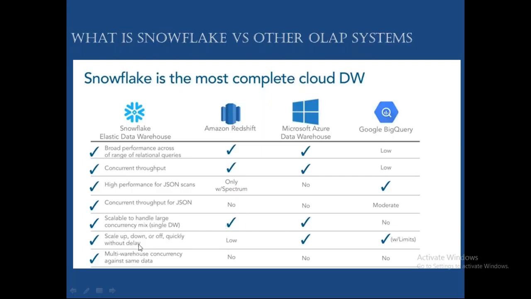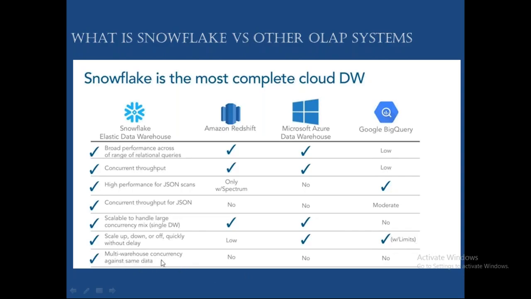Scale up, down, or off quickly without delay. So if you want to turn off your data warehouse to save cost, that is possible in Snowflake. That is not possible in Redshift. But if you remember in Azure Data Warehouse, I showed you the option called pause and resume. There are options you can use to turn off. In Google BigQuery you can also do it, but you have some limits.